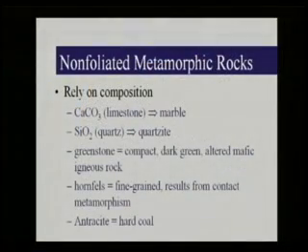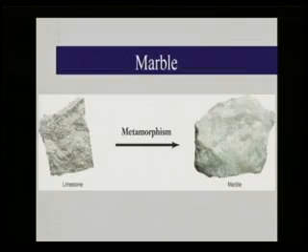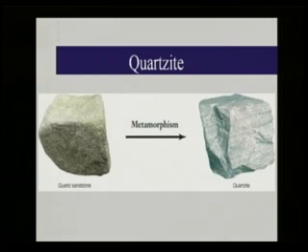Okay. And we can also have anthracite. Anthracite is known as hard coal. This is the metamorphic version of bituminous coal. Limestone, again, metamorphoses to marble, non-foliated. Quartz sandstone metamorphoses to quartzite. And these are non-foliated metamorphic rocks.